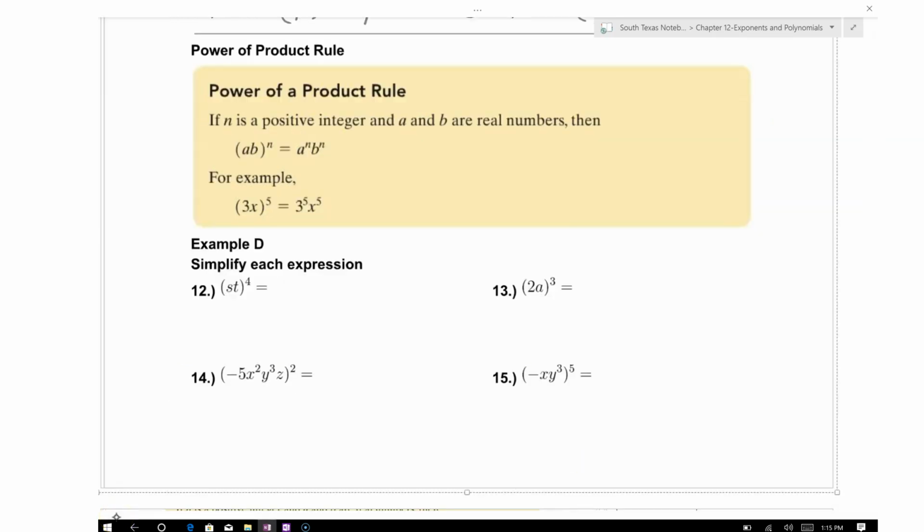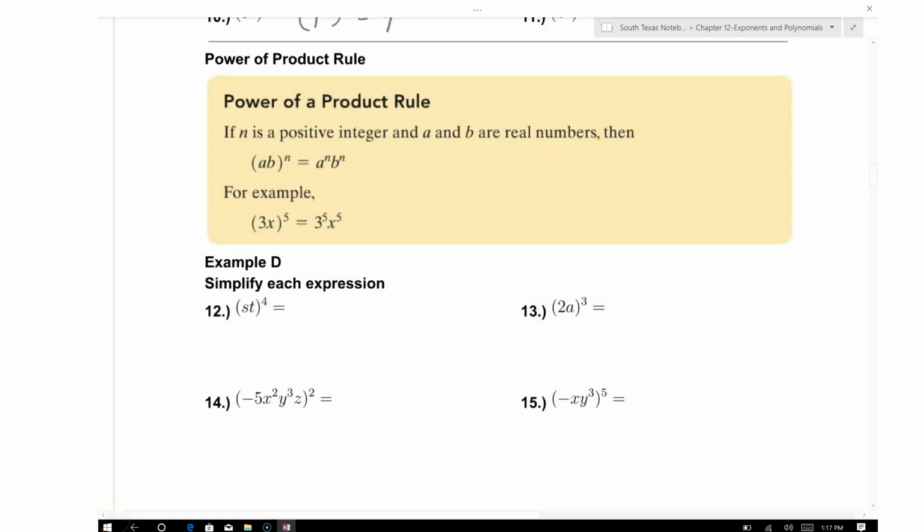We're going to talk about the power of a product rule. A good example would be 3x to the 5th power. You notice that we have 3 times x is raised to the 5th power, so we can also state the following: 3 to the 5th times x to the 5th.